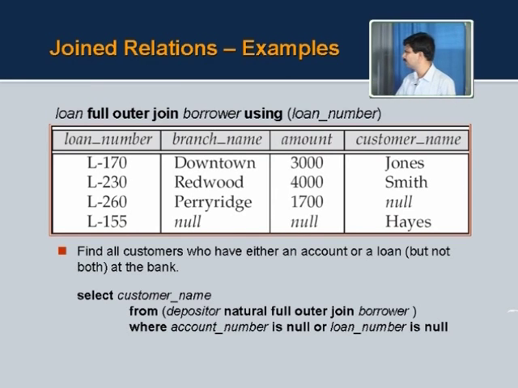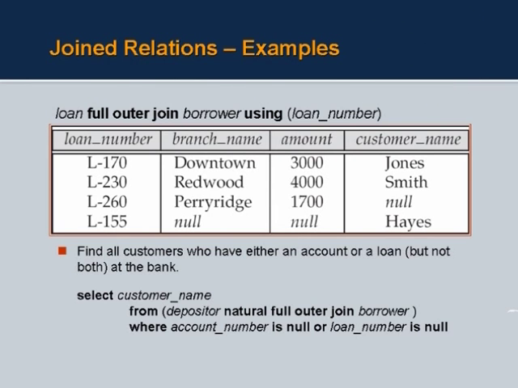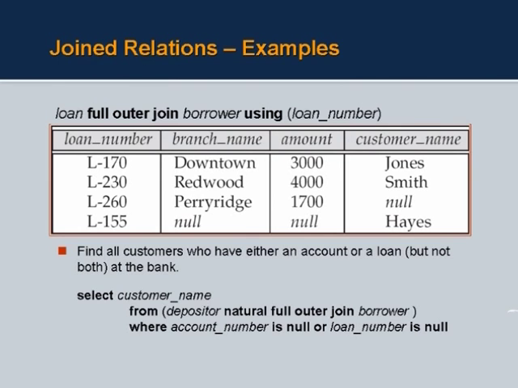So what has happened here? We have done depositor natural full outer join borrower, and that is in the from clause, and then from that we can select whatever attributes we want. So here we have selected customer name, and here we did the query which I talked about a few minutes back, where this is null or that is null. So this whole syntax is restricted to appear in the from clause, and you should put brackets around it so that it's unambiguous.